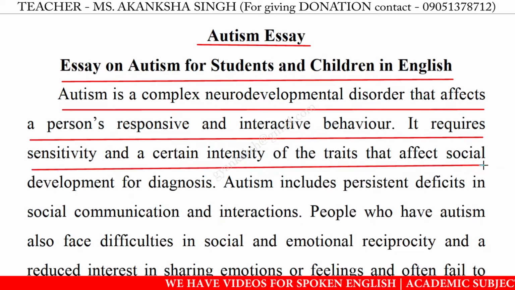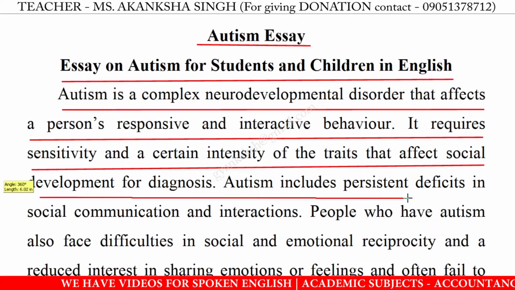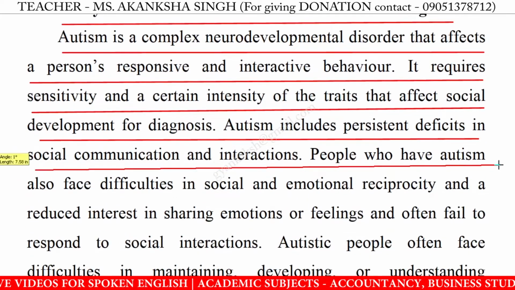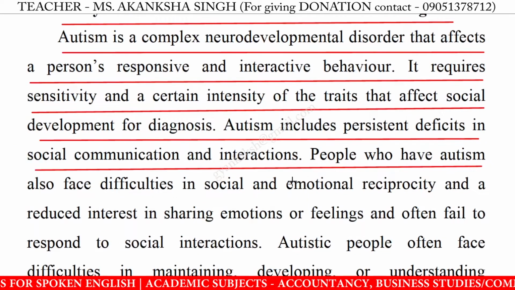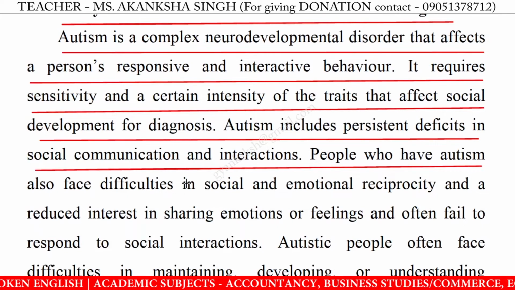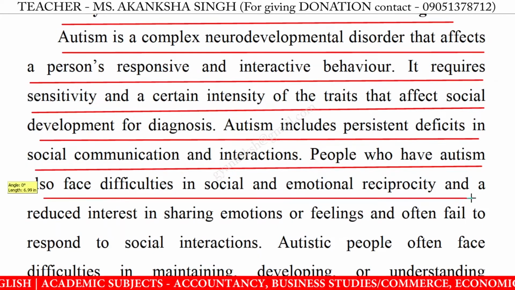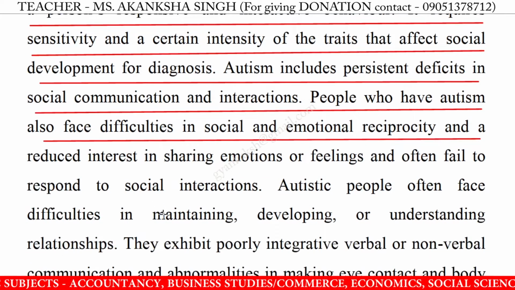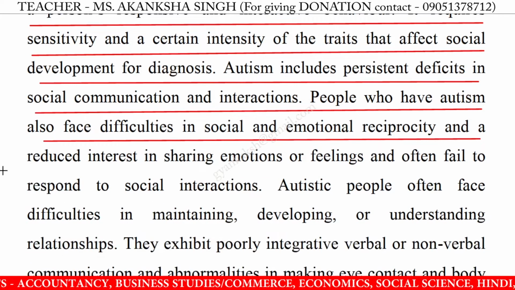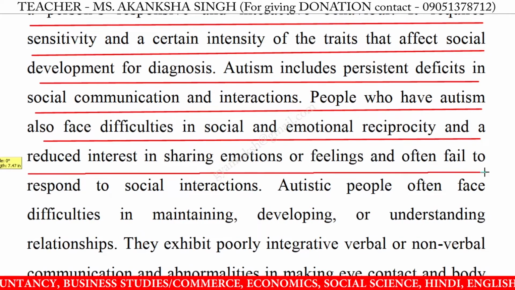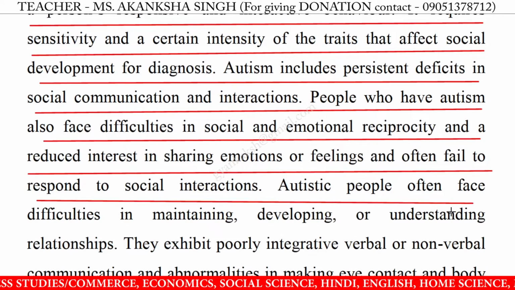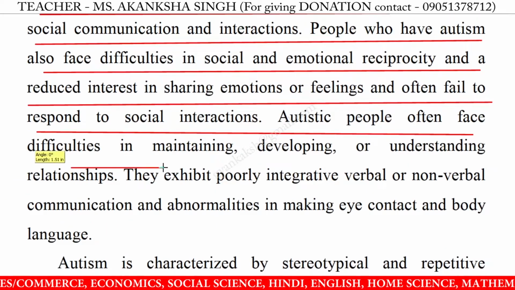It requires sensitivity and a certain intensity of the traits that affect social development for diagnosis. Autism includes persistent deficits in social communication and interactions. People who have autism also face difficulties in social and emotional reciprocity and a reduced interest in sharing emotions or feelings, and often fail to respond to social interactions.